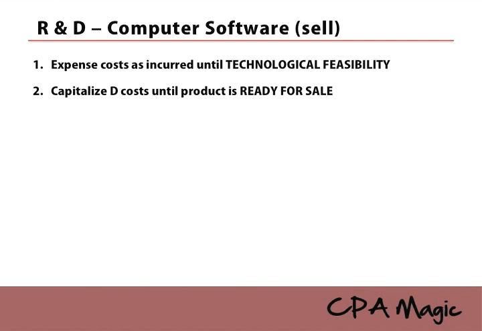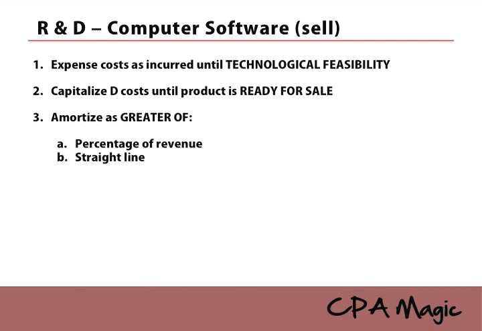And we're going to capitalize costs until the product is ready for sale. Once the product is ready for sale, we're going to stop capitalizing costs, and we're going to begin to amortize. We're going to amortize the cost of this intangible asset that we had been capitalizing. And the way that we amortize it is we amortize using the greater of either percentage of revenue or straight line amortization. And we'll look at that in a little bit more detail in just a sec.